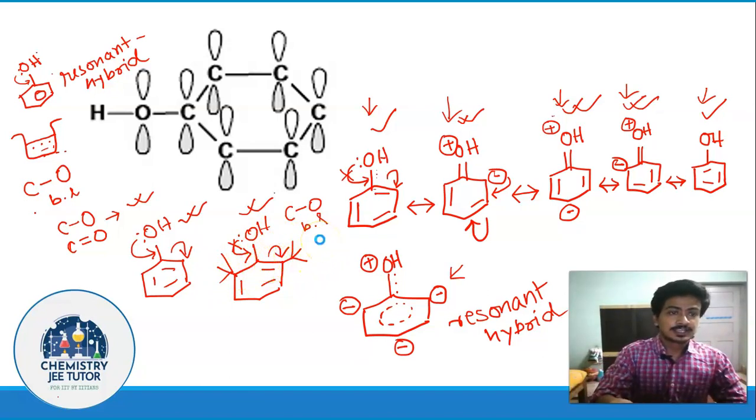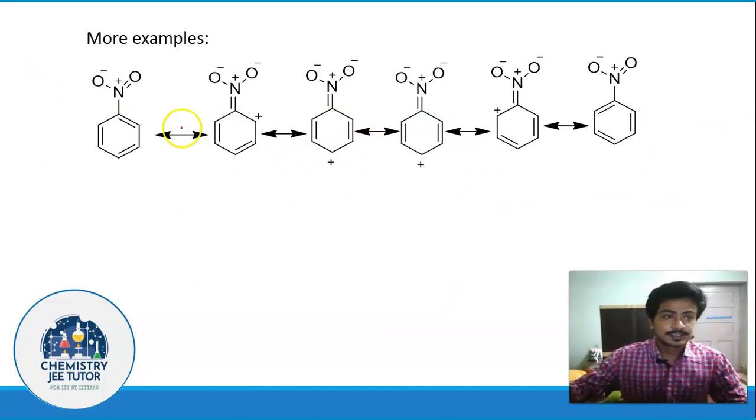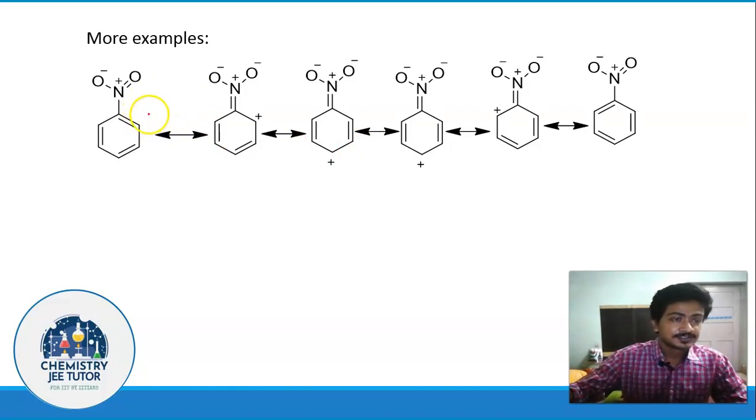Now let us go to the next one. So this is one more example. This is the example of nitrobenzene. How does resonance happen in a system like this? Let us understand how resonance in a system like this happens.